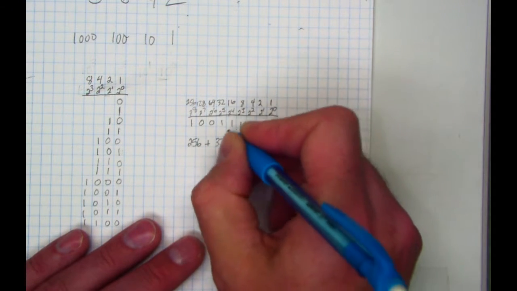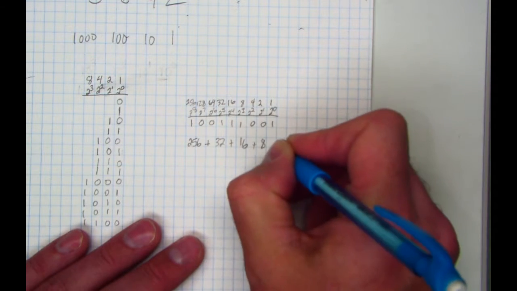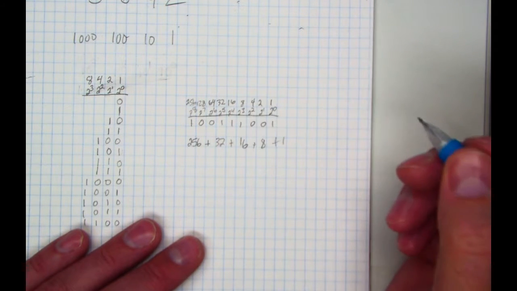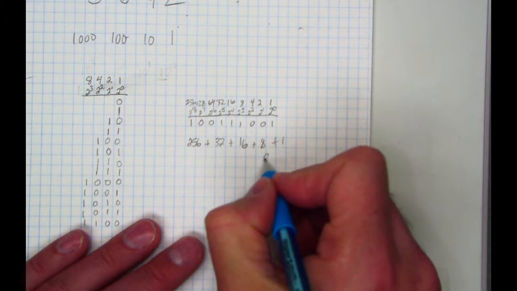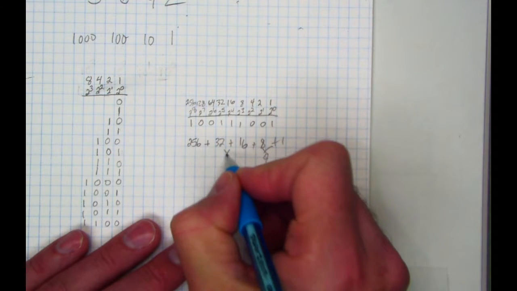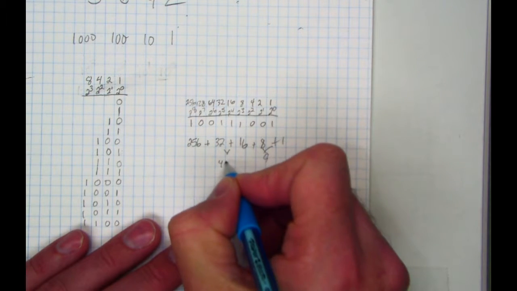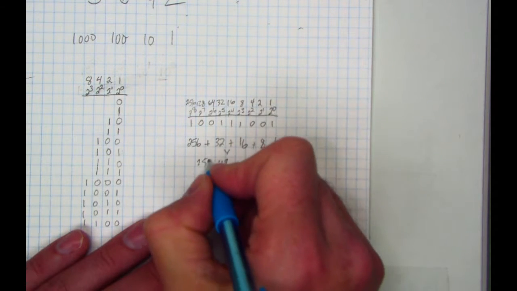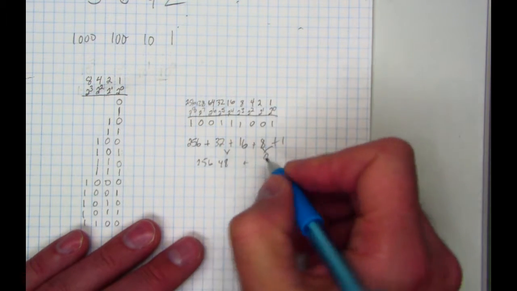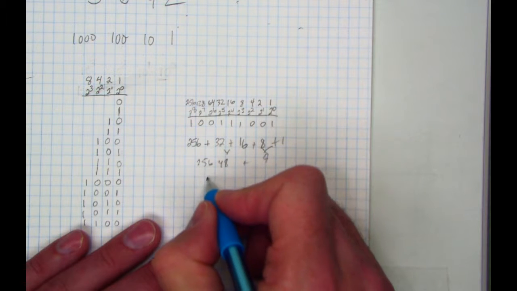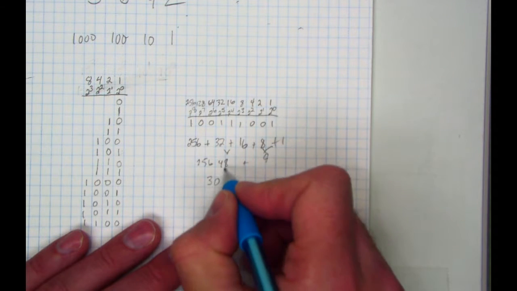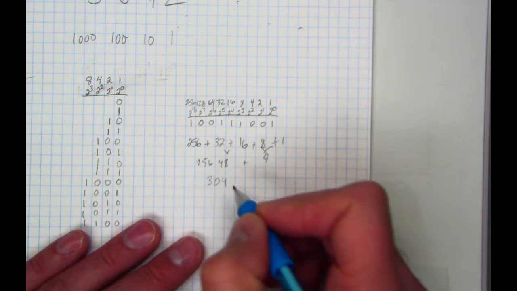I'll take a 16. I'll take an 8. None of that, none of that. I'll take a 1. I add it all up. So let's see what I got here. I got 9 out of those. I got 48 out of those. Yeah, drop that down. And that gives me 304. Did I do that right?